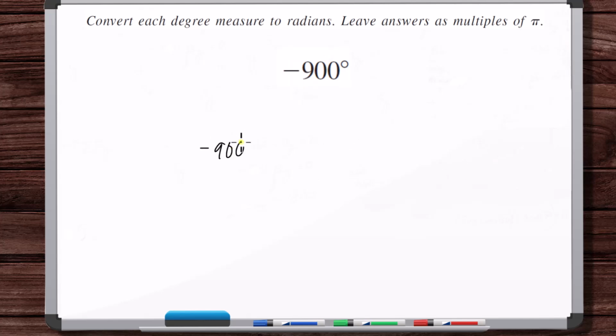Okay, minus 900. This is degrees. Degrees cancel. 90 divided by 9 is 10. 18 divided by 9 is 2. 10 divided by 2, so minus 5 pi.